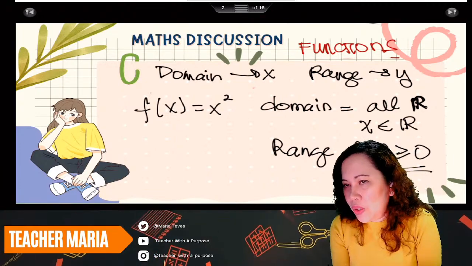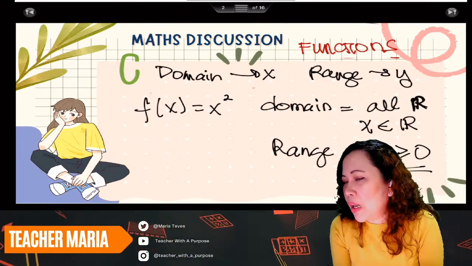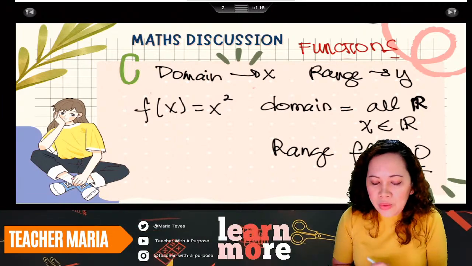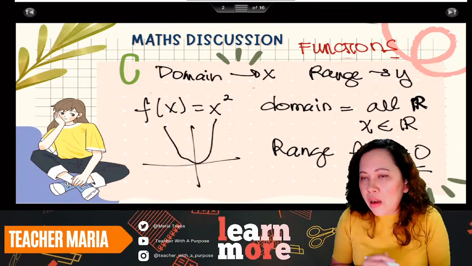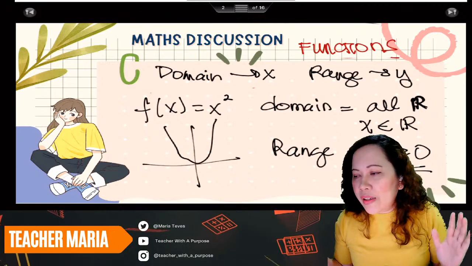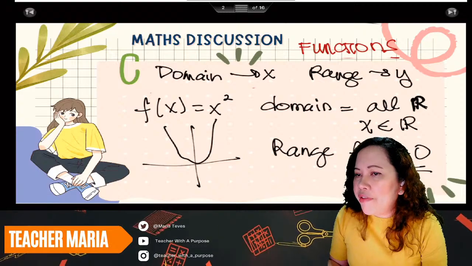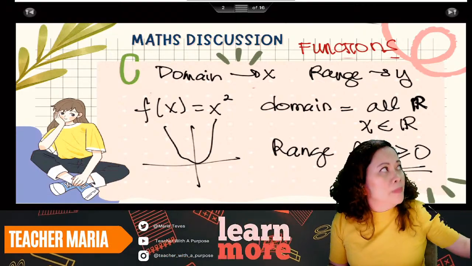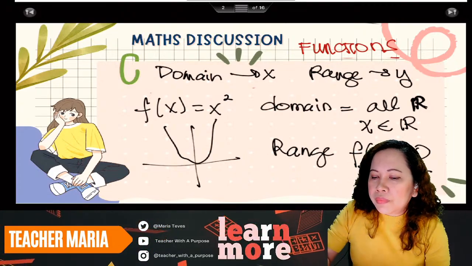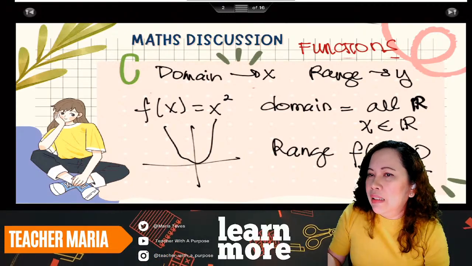Because if I substitute x with negative 5, I would still get a positive 25 as my range, or my y value. So the y value on this graph, if you graph this, will be towards the upper side of your y-axis. That means that the value on your graph as an output is positive. Okay.